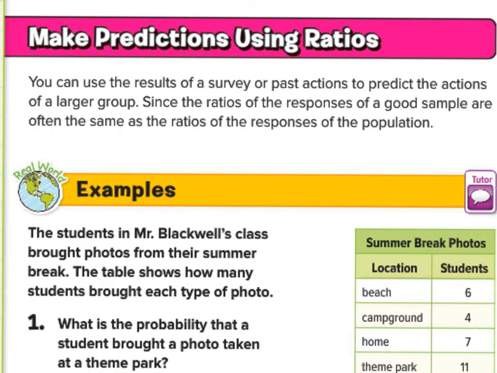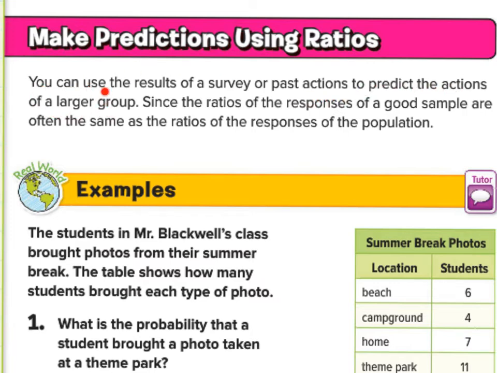So sometimes when we take a sample, we use that sample to determine what an entire population might like, or we call it to make predictions, right? So we make predictions using these ratios. What we mean by ratio, it's maybe we can say 3 out of 4 people like apples. That's a ratio, right? 3 out of 4. So you can use the results of a survey or past actions to predict the actions of a larger group.